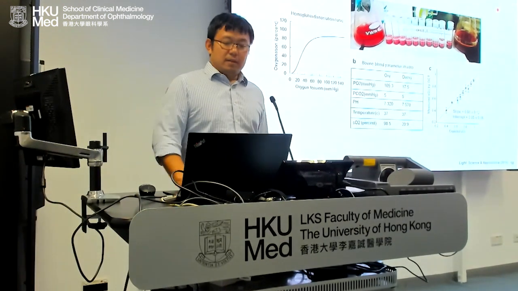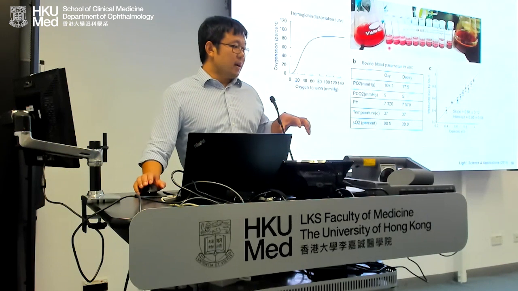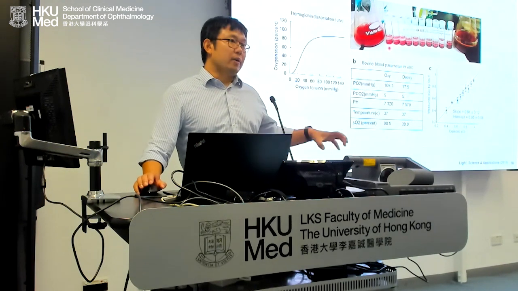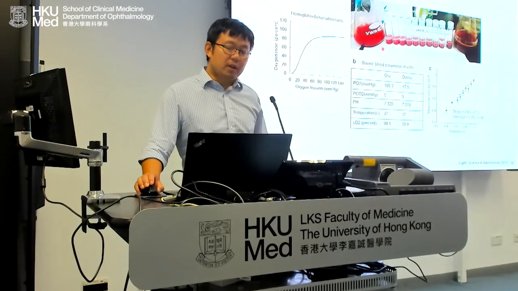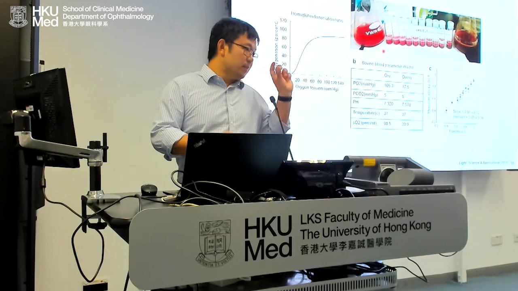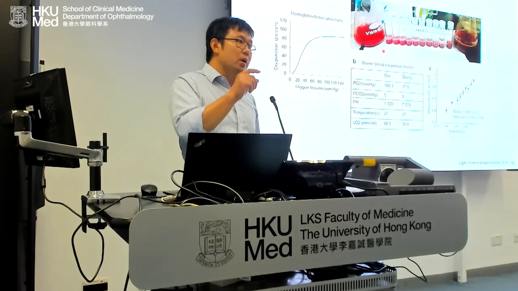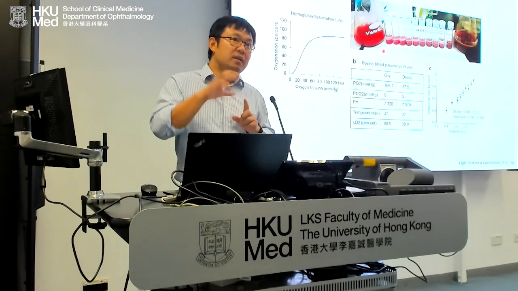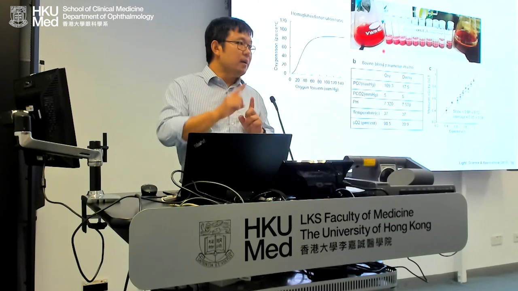One of the validations was we have to show that what we quantify are the true values, not random values, because there's no gold standard. So the gold standard is the blood gas machine. Blood gas machine means we take the blood, run it into the machine, made by Siemens, and quantify the partial pressure of oxygen dissolved in the plasma.